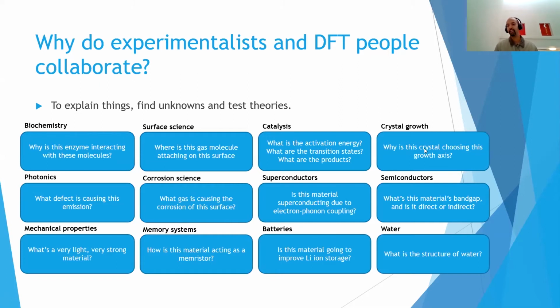Mechanical properties. If you want to find an ultra hard, ultra light material, then you can do this with DFT. Actually, DFT has a really nice toolkit to just calculate the mechanical properties of systems. Memory systems, neuromorphic computing and synapses and all this, this big field of research, DFT has been really important in understanding how certain materials can work as memory systems, such as memristors, for example.